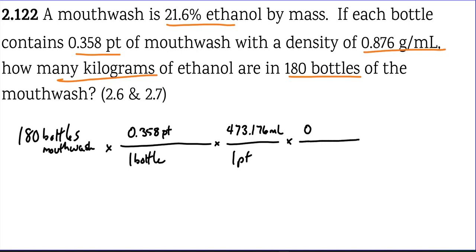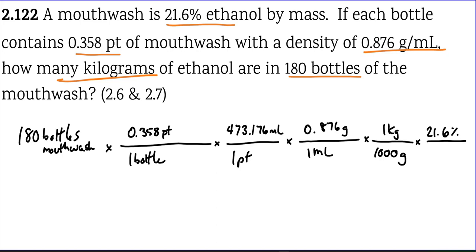After we're into milliliters, we can use our density to move from milliliters to grams. And once we're into grams, we can figure out how many kilograms there are by converting grams to kilograms. Now this would give us our overall mass of the bottles of mouthwash, but we want to know how much ethanol is there. And so we'll have to apply the 21.6% to that. And so that's going to be our final step in the conversion.